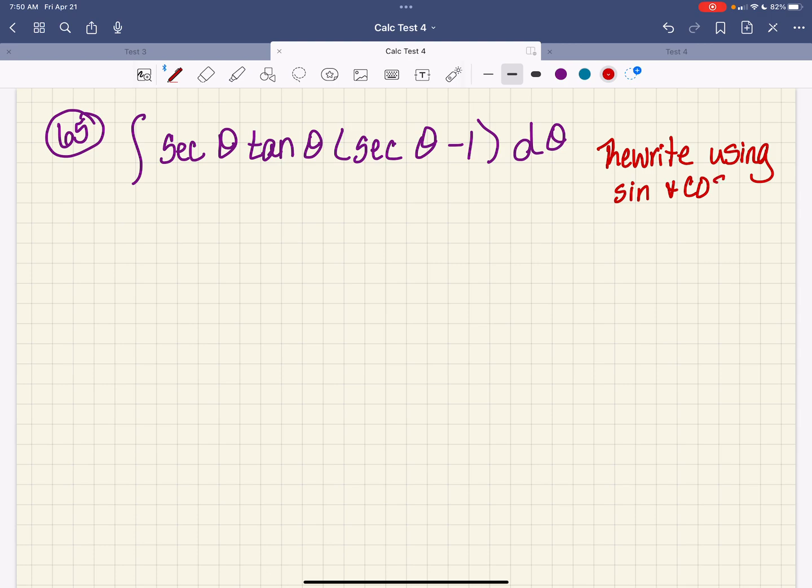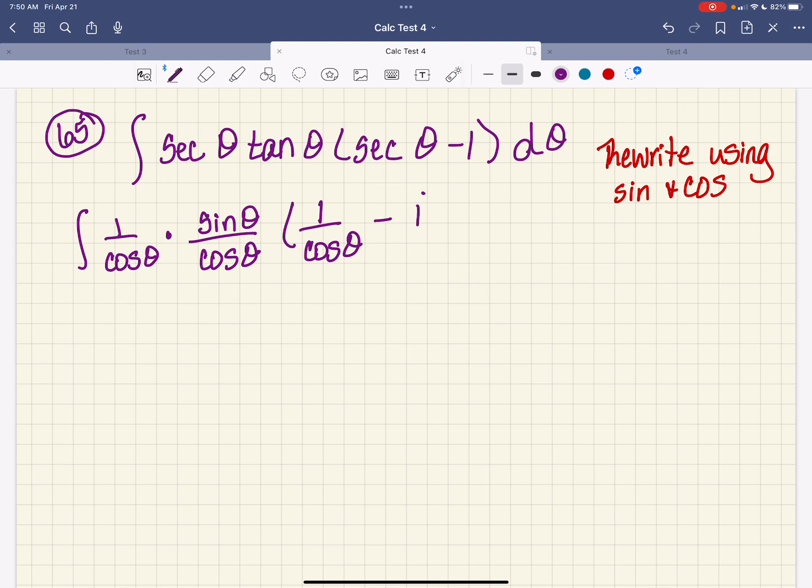Sometimes these are just trial and error. It's just trial and error. That's why we need so much practice. So I've got the integration. Secant of theta is 1 over cosine of theta. Tangent of theta is sine of theta over cosine of theta. And then secant of theta is 1 over cosine of theta, and then we have minus 1.